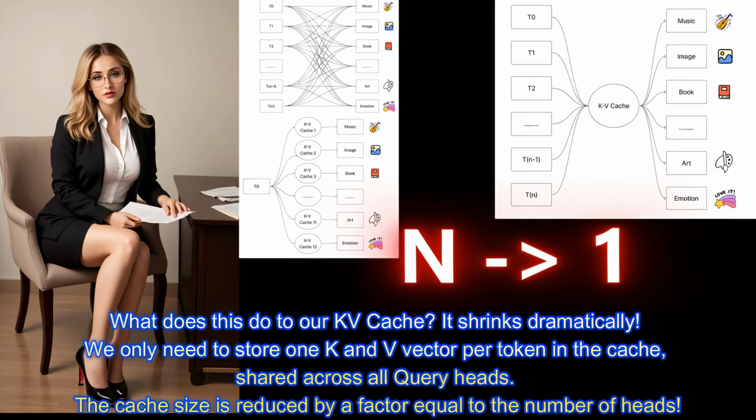What does this do to our KV cache? It shrinks dramatically. We only need to store one KV vector per token in the cache, shared across all query heads. The cache size is reduced by a factor equal to the number of heads.